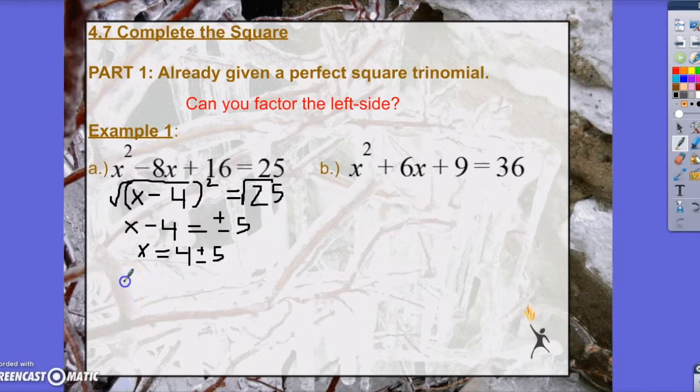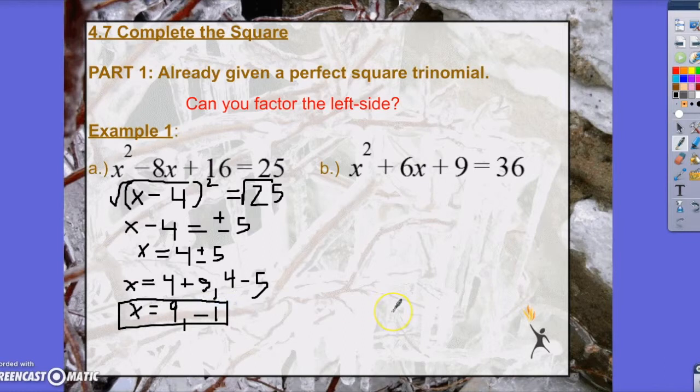But don't forget, because they're both whole numbers, I want you to give me my final answer. So it's 4 plus 5, and 4 minus 5. So my final answer is going to be 9, negative 1. A lot of times you'll see I do a little parenthesis or a comma to signify that.